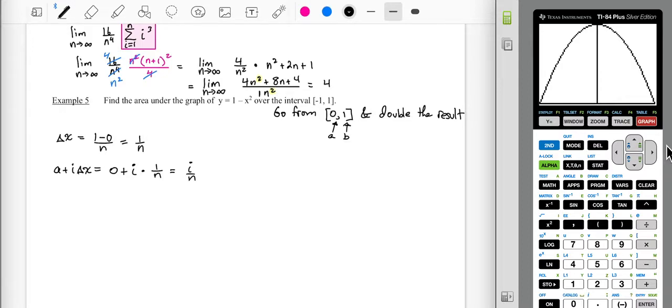All right. Now, the f of a plus i delta x. Now, you got to remember that the f of x, now they said y equals, but f of x is really 1 minus x squared. All right, so it's 1 minus i over n squared.